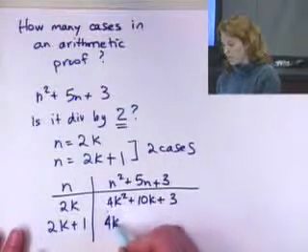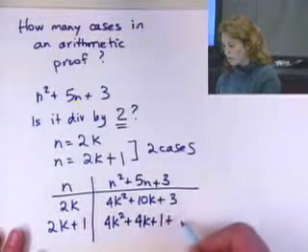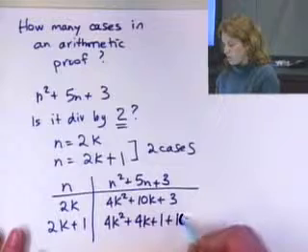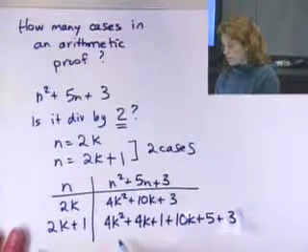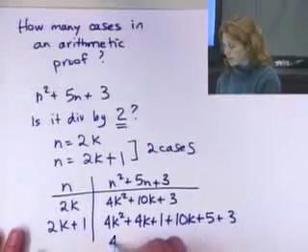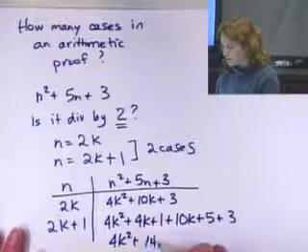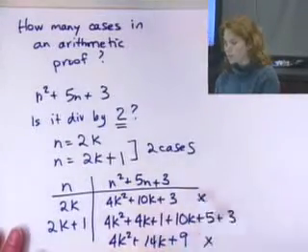And then I'd have 4k squared plus 4k plus 1 plus 10k plus 5 plus 3. So then 5 and 3 and 1 end up to make 9. So that's 4k squared plus 14k plus 9. And that's not divisible by 3, and that's not divisible by 3.